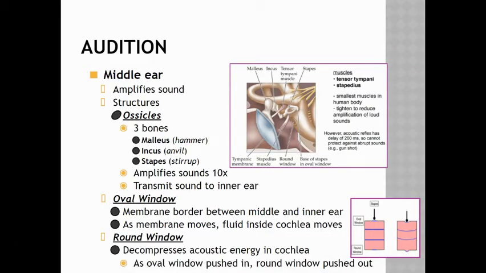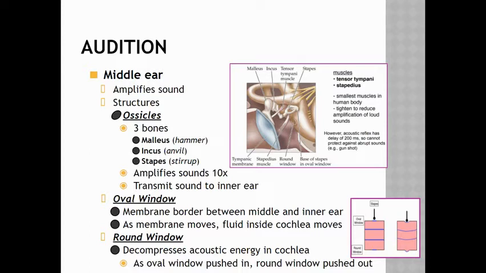Moving to the middle ear, the job of the middle ear is to amplify sound. So the structures of the middle ear are the ossicles. The ossicles are the three tiny bones in the middle ear. These are the malleus, also called the hammer, the incus, also called the anvil, and the stapes, also called the stirrup. The ossicles amplify the sounds 10 times, and they transmit the sound to the inner ear.